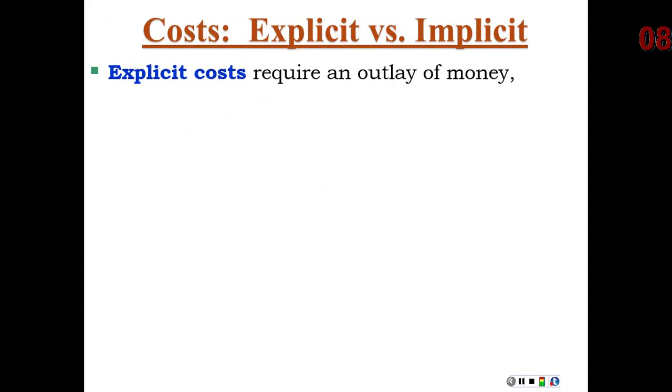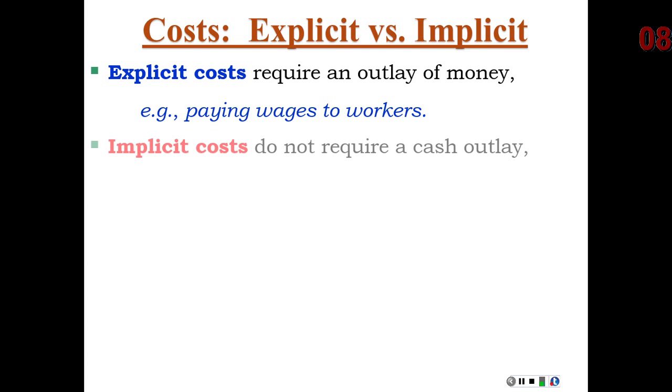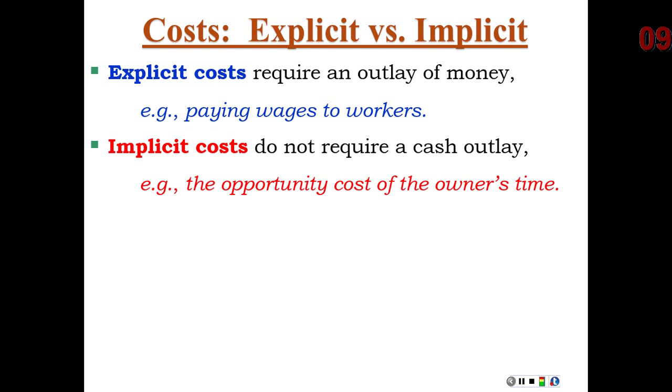Okay? Again, explicit costs are going to require a specific tangible outlay of money. This is like paying wages to workers. Money is literally, you can see it in the spreadsheets, it's literally leaving the business and going to the workers. Okay? This is an explicit cost that businesses have. Paying utility bills is explicit. Then there's implicit costs. This does not require a specific cash outlay of money. In fact, it usually is not an outlay of money.